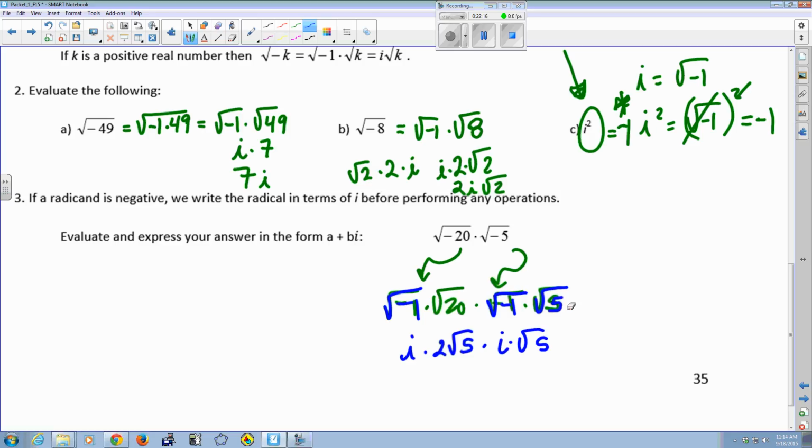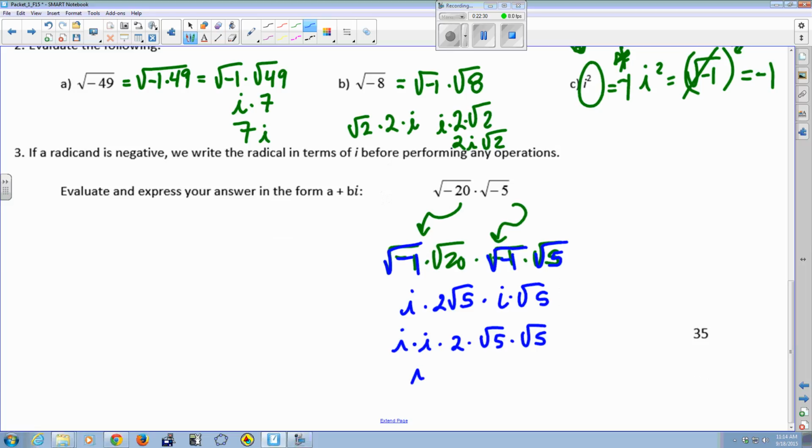So notice this is all multiplication all the way across. So I'm just going to regroup it. I'm going to put i's beside each other. My 2 is kind of all by itself, and then I have the square root of 5 twice. So that gives me i squared times 2 times the square root of 5 squared. And now I know from the work we did above that i squared is -1. So that's -1 times 2. And the square root of 5 squared just gives me a 5. So my answer is -10.